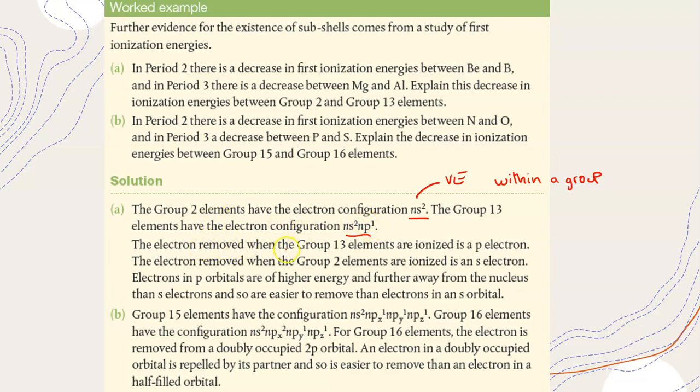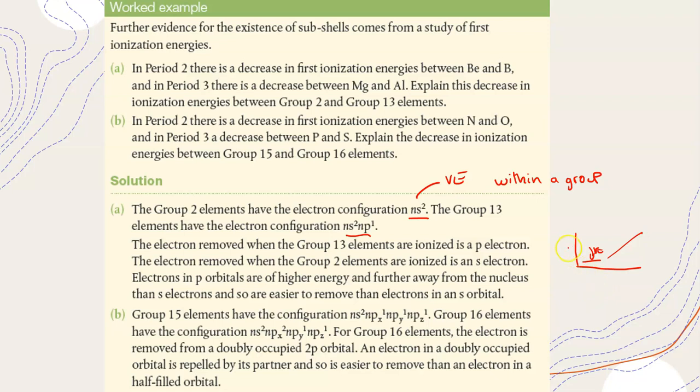So the electron removed when the group 13 elements is ionized is a p electron, whereas for group 2, it is an s electron. Electrons in p orbitals are of higher energy and further away from the nucleus than the s, so they are easier to remove than the electrons in the s orbital. Remembering that the ionization energies that we looked at before were starting at the lowest, meant that these were the valence electrons, okay, and then going up.